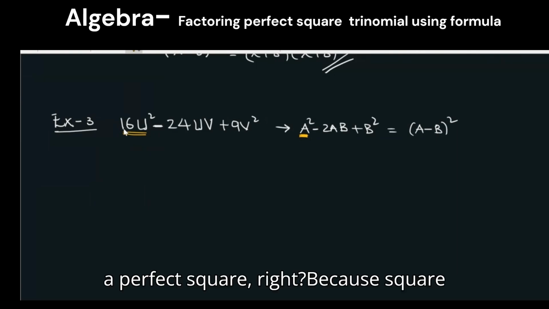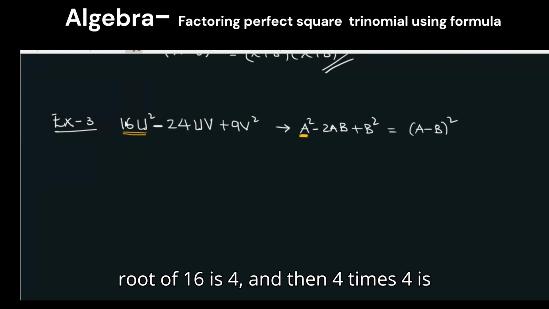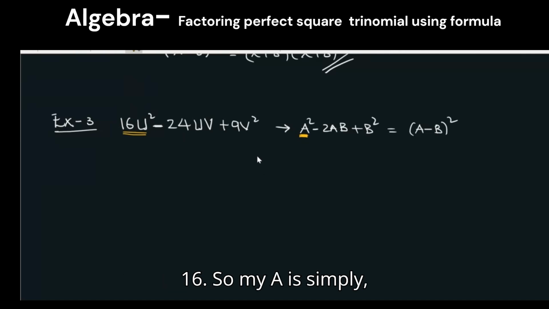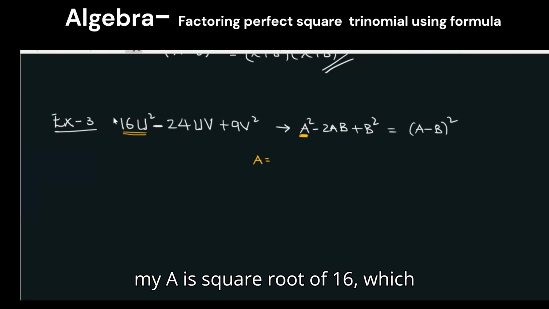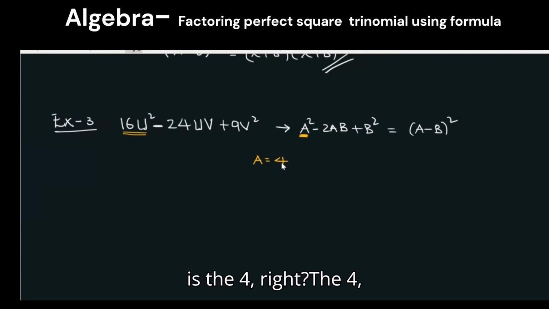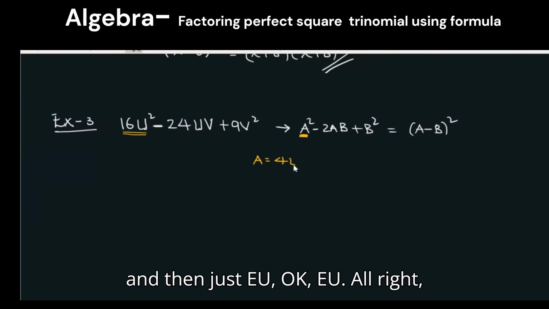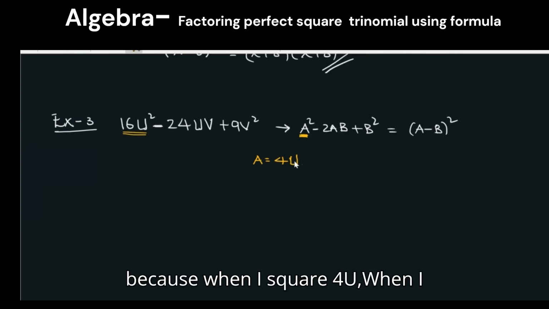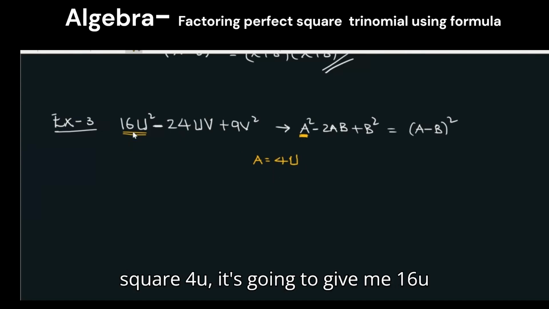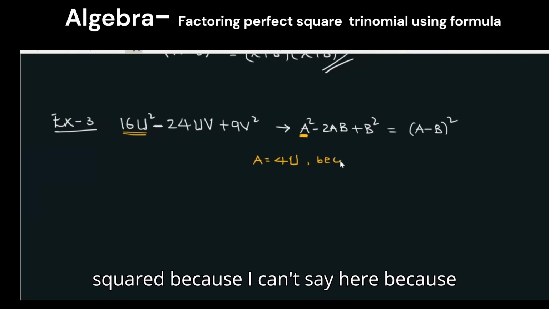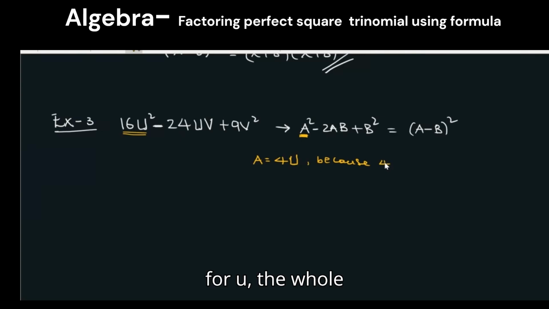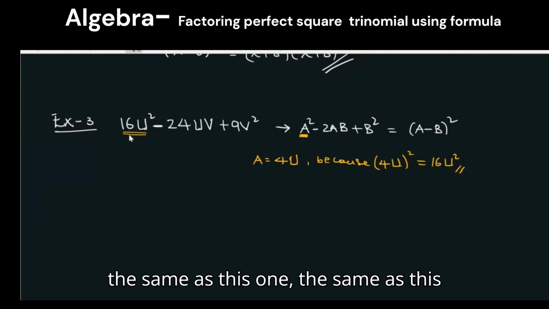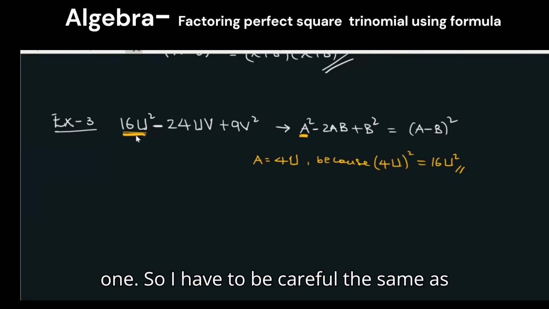16 is a perfect square, right? Because the square root of 16 is 4, and 4 times 4 is 16. So my a is the square root of 16, which is 4, and then just the u. I have to be careful here, because when I square 4u, the whole square is going to give me 16u squared, which is the same as this one.